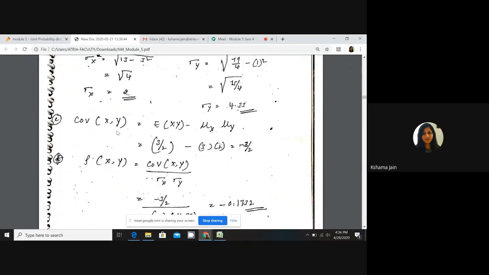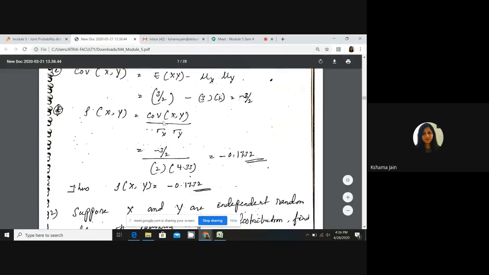Covariance xy formula is Exy minus mu x mu y, your choice. You can use mu x, mu y, or otherwise mu x is nothing but Ex only, and mu y is nothing but Ey only. So we have already calculated Exy, Ex, Ey, put into the formula, we get this. And rho xy is covariance divided by sigma x sigma y. All values are already calculated above. Put them here, you will get this.